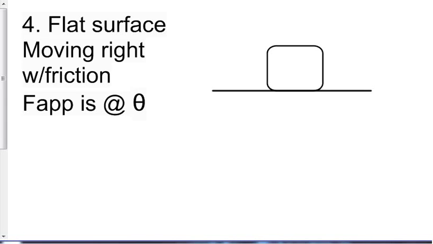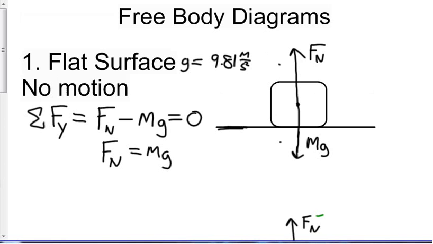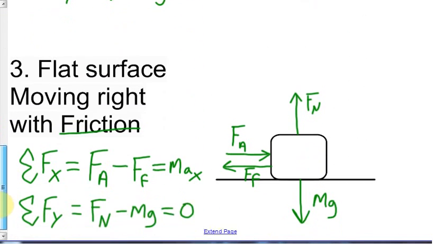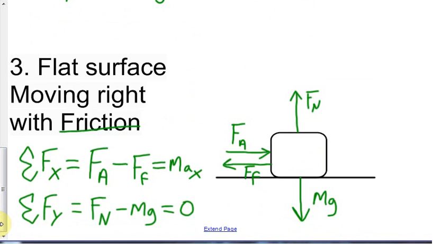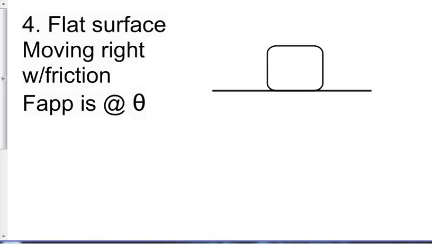We continue on with part 2 of forces. We've just been through a whole bunch of different force summings, and so you've seen hopefully all of part 1, and now we're going to continue on with our fourth example, this time a flat surface moving to the right with friction, but this time the applied force is at some angle theta. So first of all, let's do that.